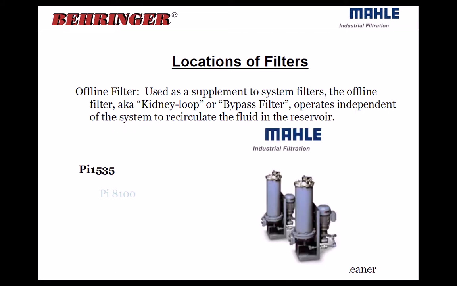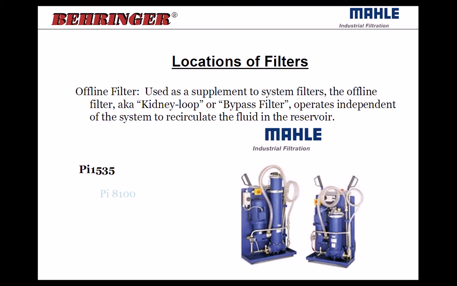It can be stationary, permanently mounted, like this PI-1535 with built-in pump, motor and filter with high dirt holding capacity. Or you can have a mobile, portable unit on a cart that you can wheel around from machine to machine. One shift you filter machine number one, next shift take it over and filter machine number two. So there are a lot of advantages, and like I said, this is the most efficient form of filtration because it's operated independently and everything is regulated.